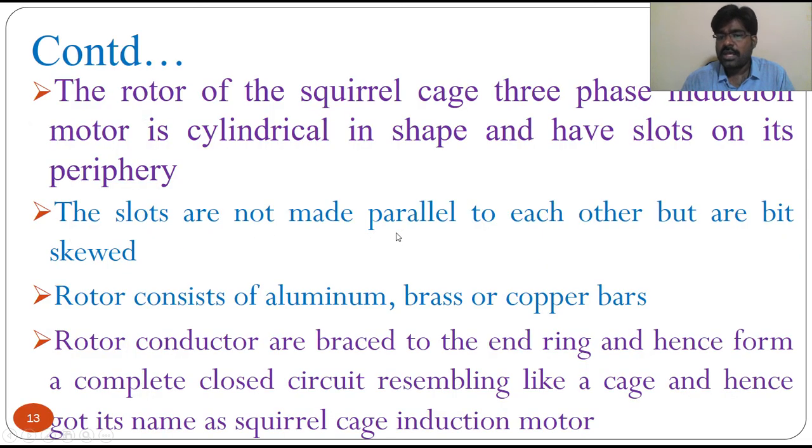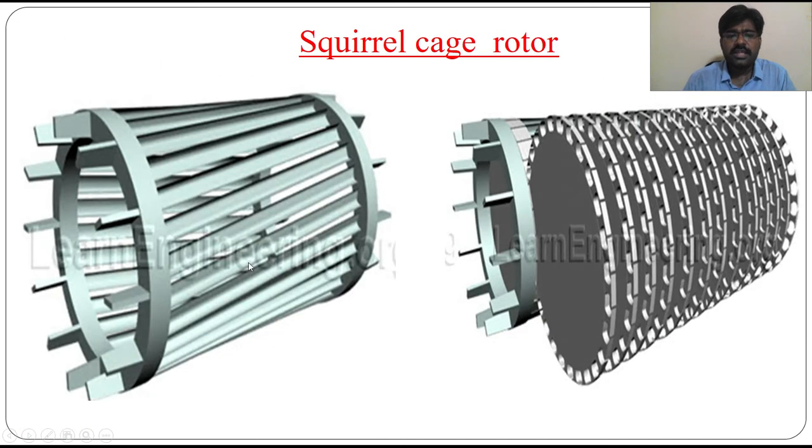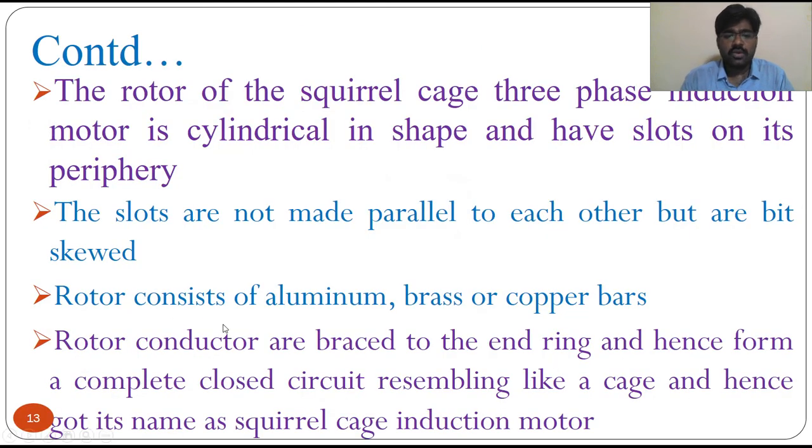Okay, the slots are not made parallel to each other but are a bit skewed. You can see that these are not exactly straight lines. These are not parallel to one another. The structure is skewed. The skewed structure is made just to reduce the noise which occurs while motors are running. So this skewed structure is given to the rotor bars to reduce the noise while induction motors are operating.